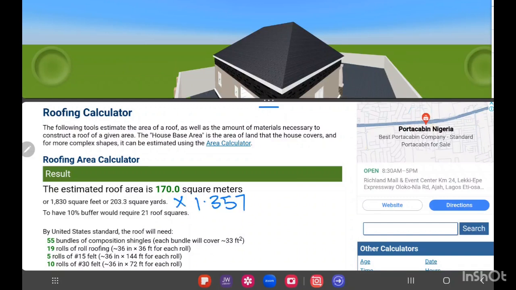Yes, I don't have an iPad Pro. If I did, that figure is supposed to just come out on its own. That's what I saw in the videos, so I don't know if that's true. But let me punch it on my calculator quickly. 170 multiplied by 1.357 should give us about 230.7 SQM. Okay, so we can say 231, right?